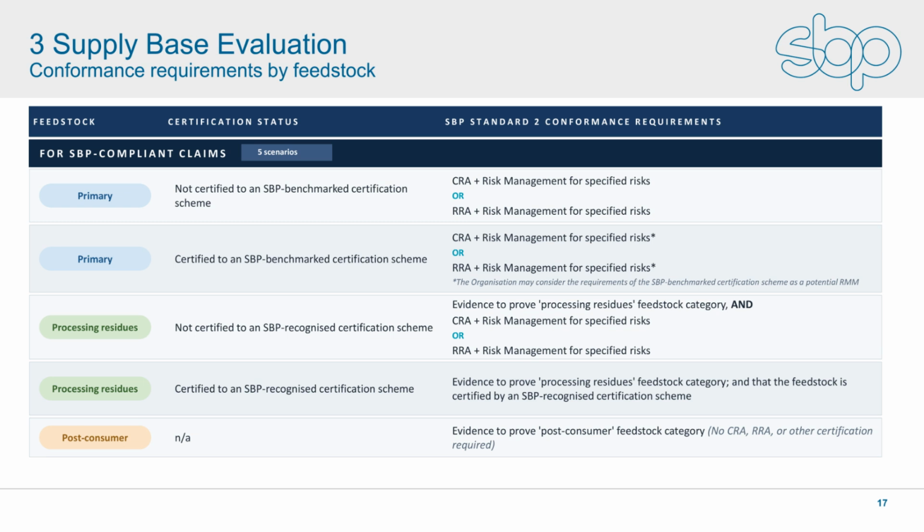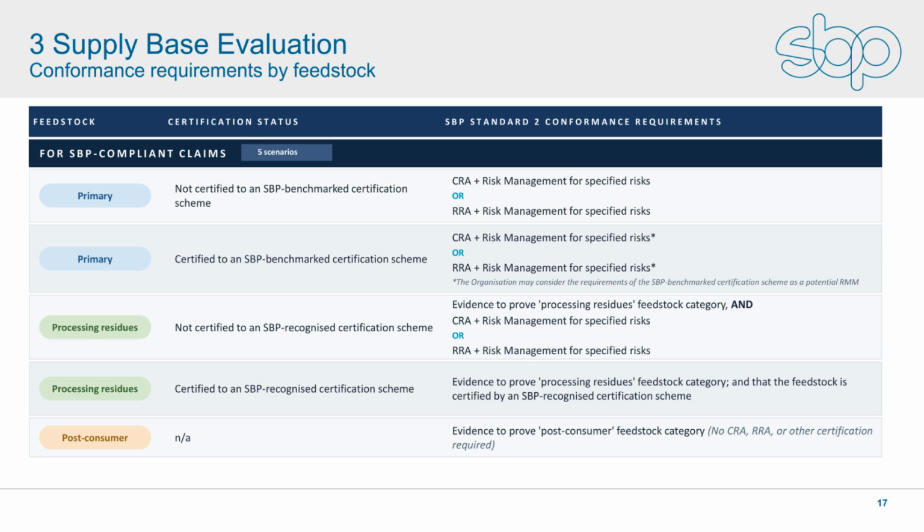Primary feedstock not certified, that is, it arrives without an FSC, PEFC, or SFI certification claim. In this case, the organization must use either a regional risk assessment or its own company risk assessment, combined with risk management for any indicators rated as specified risk. Primary feedstock certified, it arrives with an FSC, PEFC, or SFI claim.